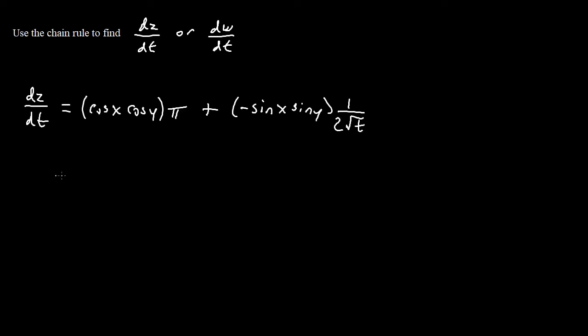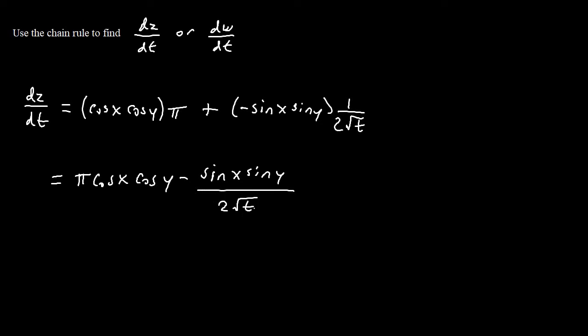So now to simplify, we'll get dz/dt equals pi times cosine x times cosine y, minus, I can bring the negative out front, sine of x times sine of y over 2 times the square root of t.